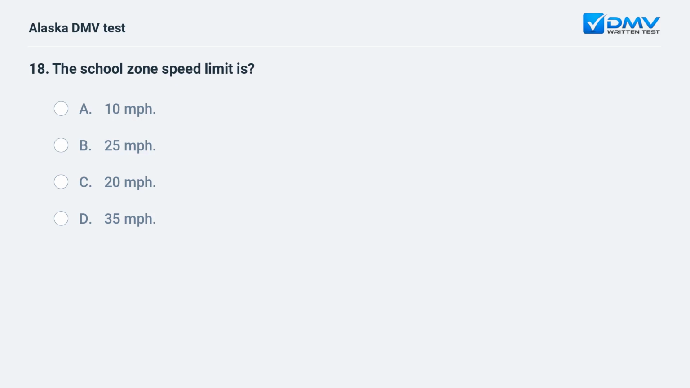The school zone speed limit is A. 10 miles per hour. B. 25 miles per hour. C. 20 miles per hour. D. 35 miles per hour.